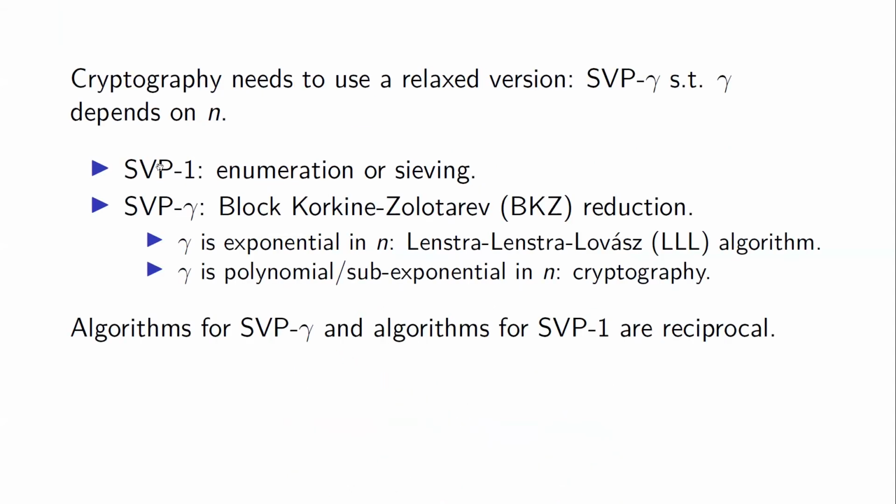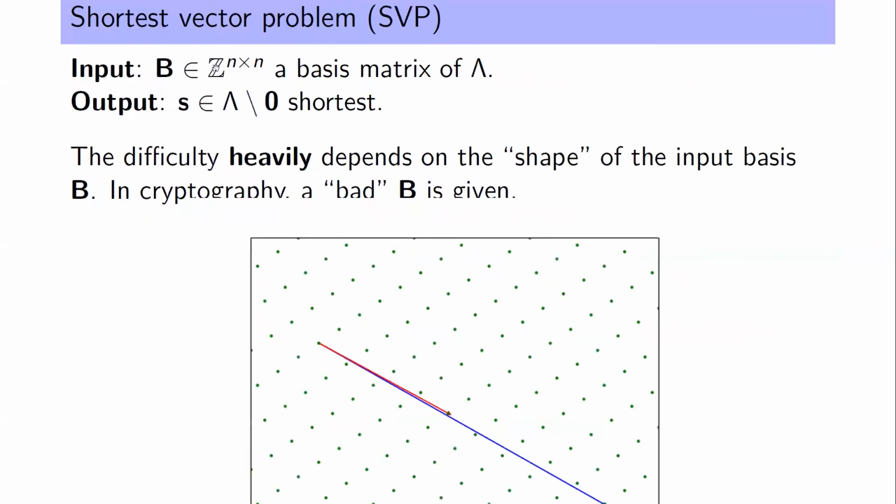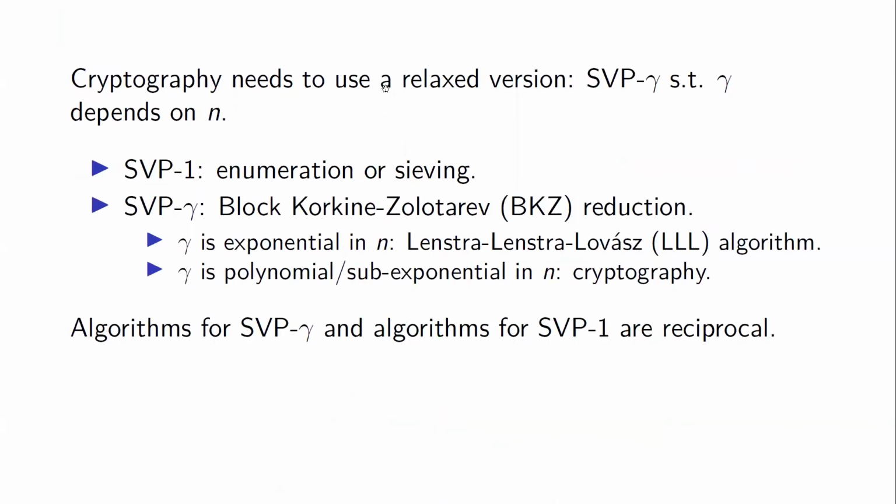Previously I mentioned the SVP problem, where I want to find the very shortest vector. But here, crypto will need to use a relaxed version, which I call SVP gamma. Instead of finding the shortest vector, it is sufficient to find a short vector which is up to gamma times the length of the shortest vector. So gamma is some relaxation factor, where gamma is normally a function of n. For example, if my gamma is exponential in terms of n, which means I can allow my relaxation factor to be exponentially large, then the triple L algorithm already solves this problem in polynomial time.